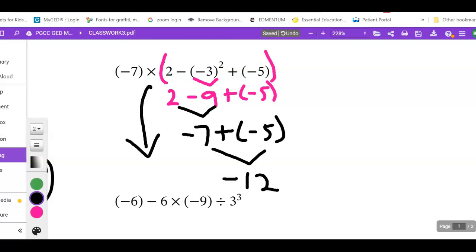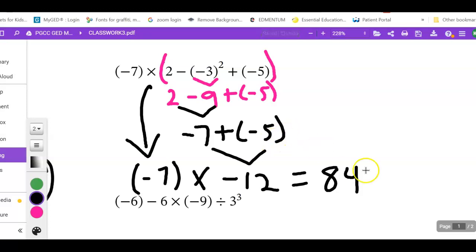Don't forget, you still have this. Bring that back down. Now I have -7 times -12. 7 times 12, 84. And a negative times a negative, answer will be positive. So my answer here, positive 84.